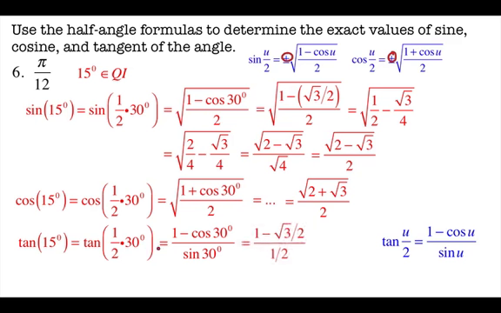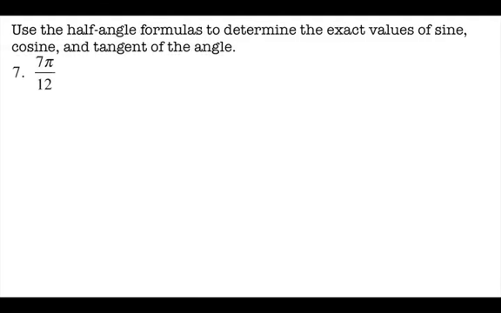I simplify. At this point, I notice I have a fraction in the denominator, so I multiply top and bottom by 2. I have a binomial in the numerator, so I need to multiply the 2 times the 2 terms. That's why I need a parentheses, and this is the answer. Here's number 7, same directions as number 6.